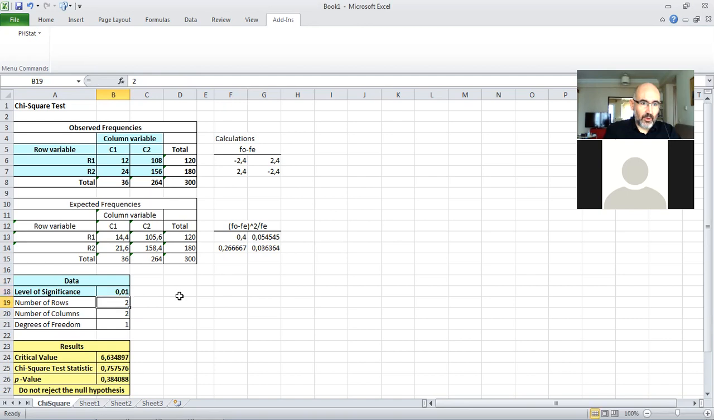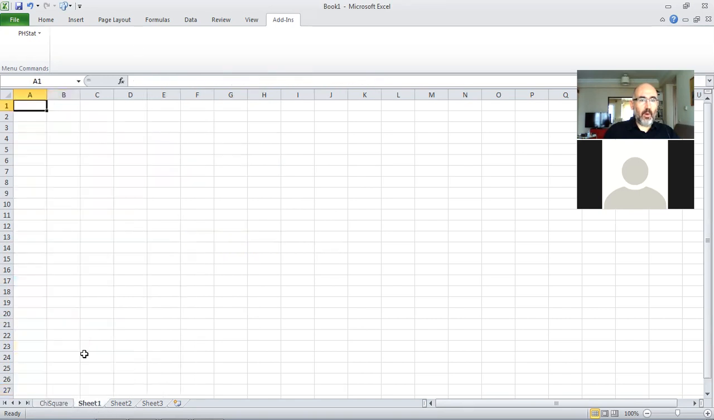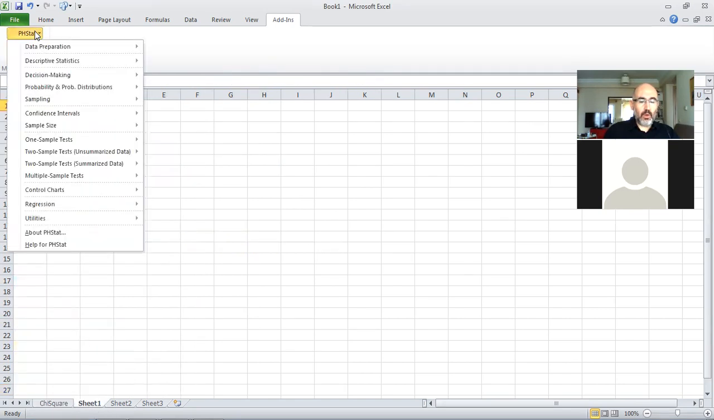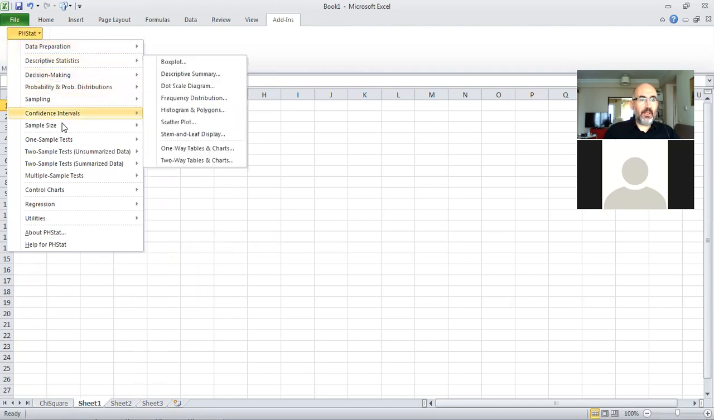So let's make it 0.01. So the critical value now increases, but still we get do not reject the null hypothesis. So that's a simple example. And there was also another one. So let's also look at that later in the slides.